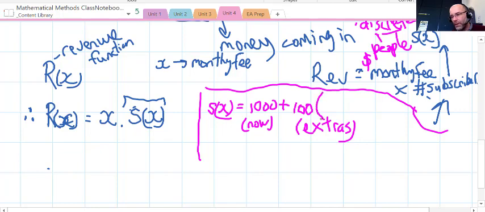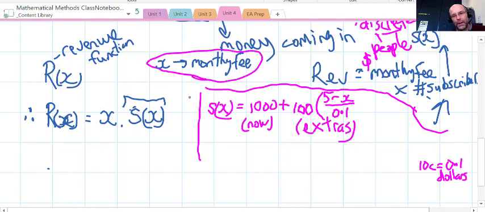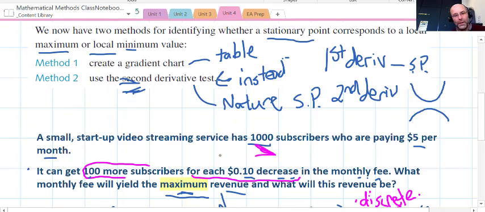times the number of 10-cent decreases. So what we're going to do here, it's a number of 10-cent amounts that fit into it. So it's going to get divided by 10 cents. Now remember, 10 cents equals $0.1. I'm sure you remember that. That's where that comes from. Okay. Now what will happen, you see it's 5 minus X here, where X is the monthly fee. Okay. And if the monthly fee was 5, this numerator here would be 0. Okay. 5 minus 5 is 0, and you'd have 0 times 100. You'd have no extras, and you'd be back to your 1,000.